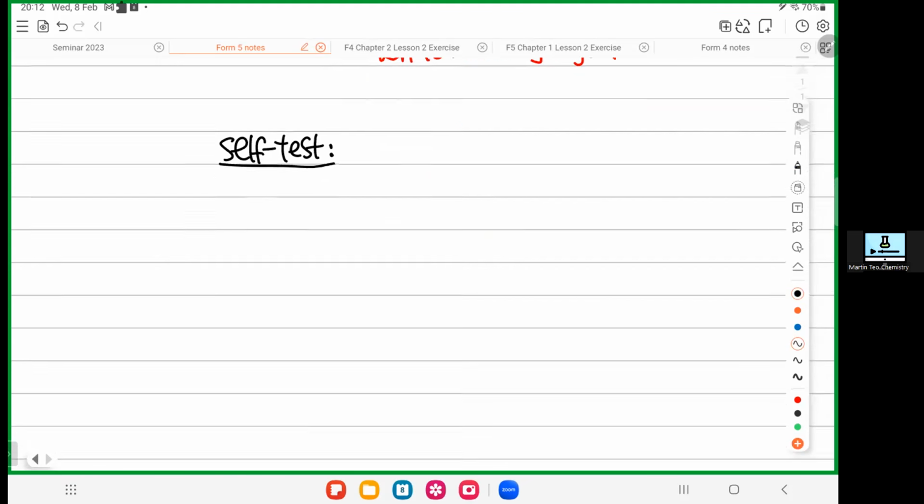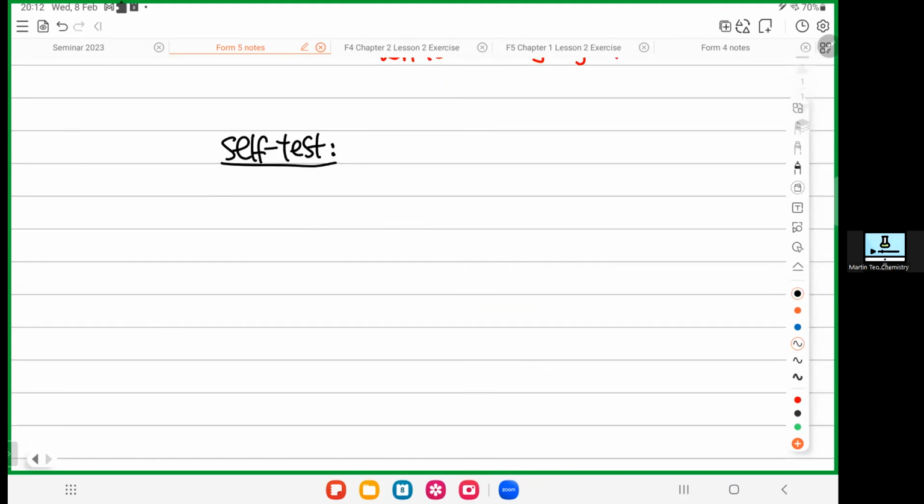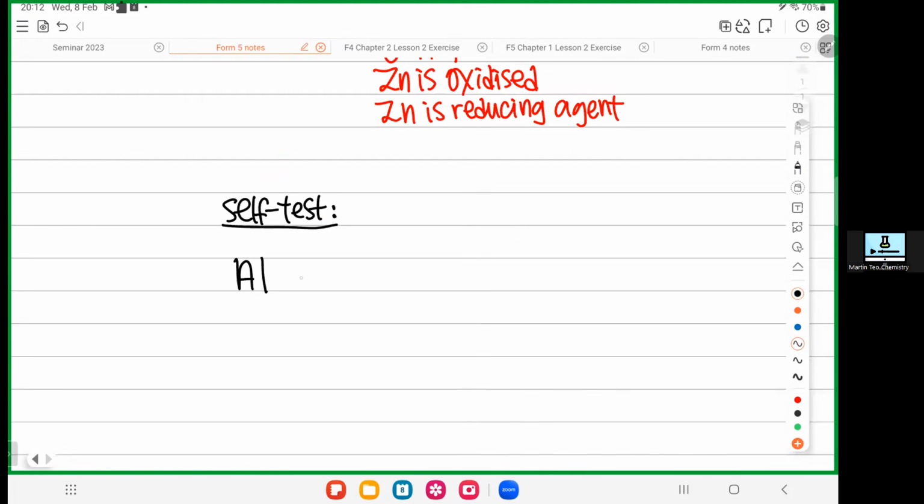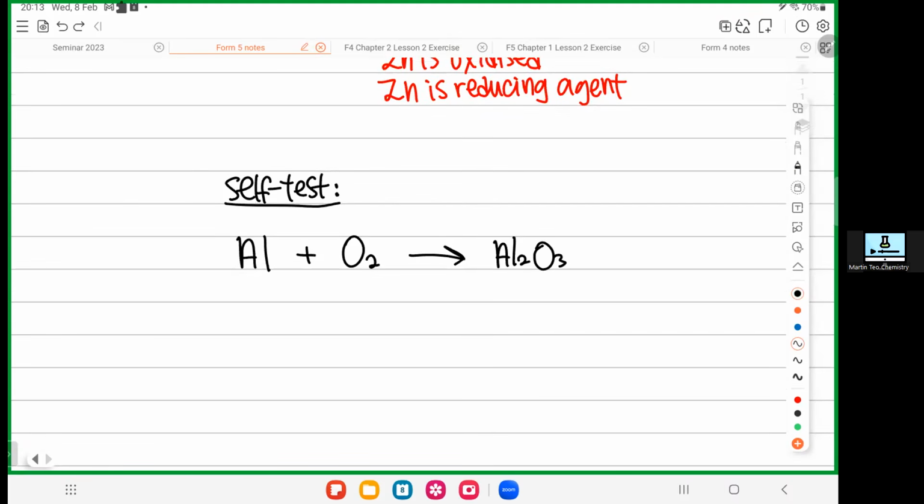Let's say you are given something like this: aluminium plus oxygen to become aluminium oxide. Let's do this together. First and foremost, before you do anything, it's very important to make sure the chemical equation is balanced. So let's balance the chemical equation first. I do it quickly. So this chemical equation is balanced.